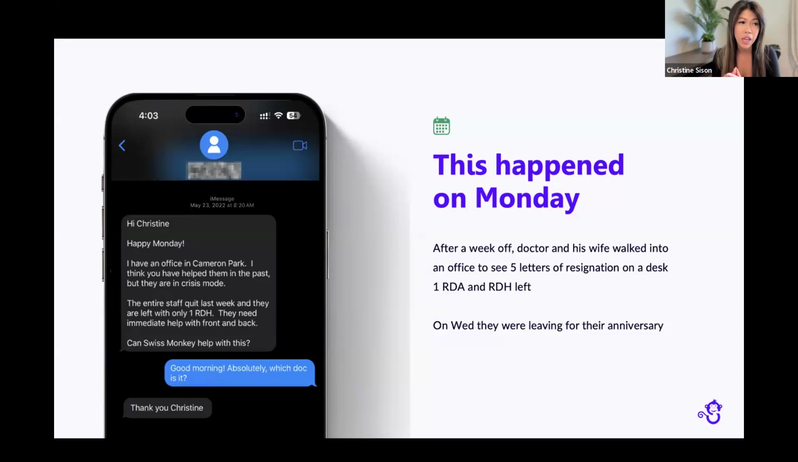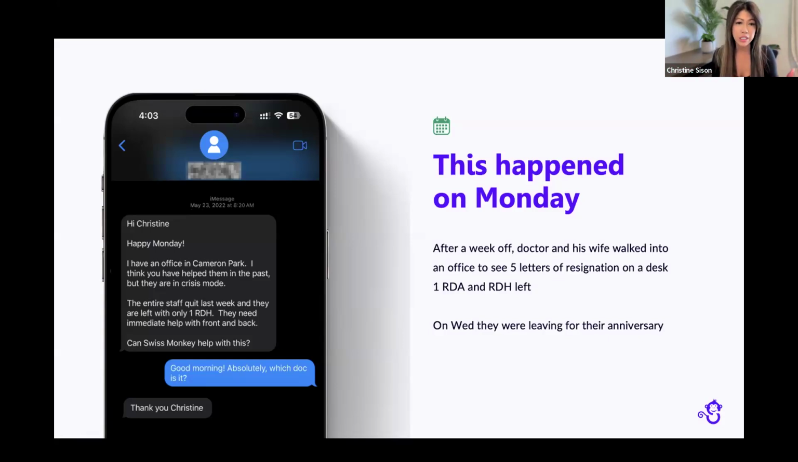And so actually this Monday morning, I got on the phone, spoke with the husband and the wife. They were in tears. They just came back from their anniversary, came back from a birthday party. They were leaving on Wednesday for an anniversary. And they came in Monday morning with 5 letters of resignation on their desk. There was no team there. As she said, just a very lean clinical on-site team.